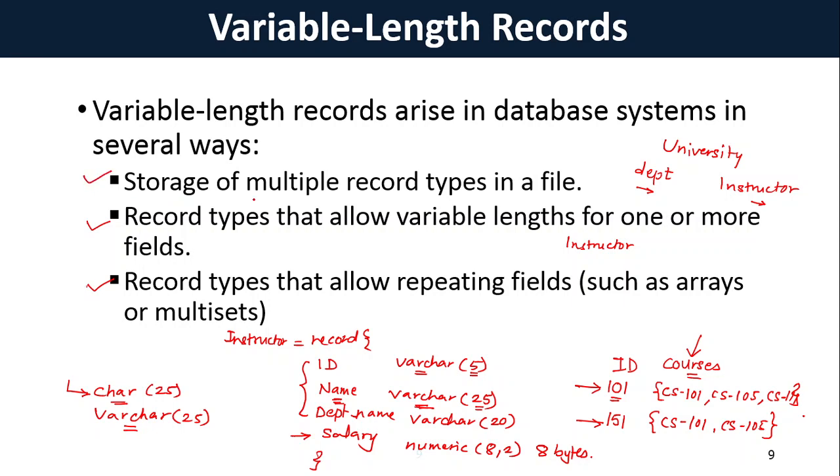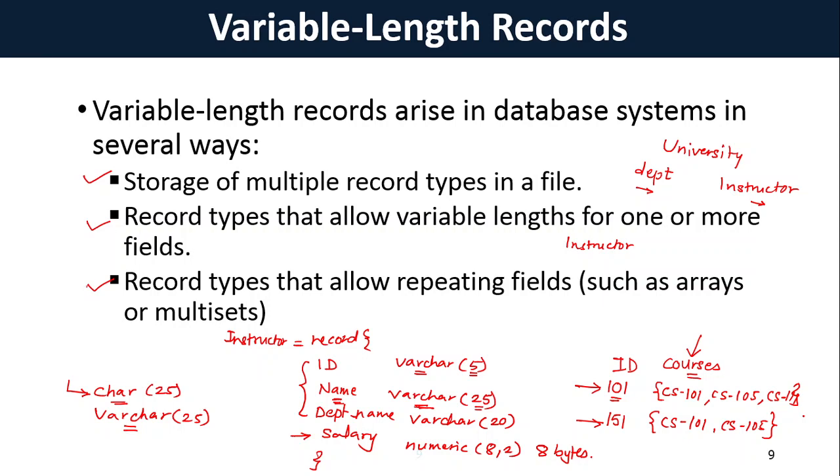The first reason is we may store the records from 2 different relations in a single file. Secondly, the record types allow variable lengths of one or more attributes that we are storing. And third is record types that allow multi-sets or repeating fields to be stored under one attribute, right? So these are the possible reasons why we are having the variable length records.